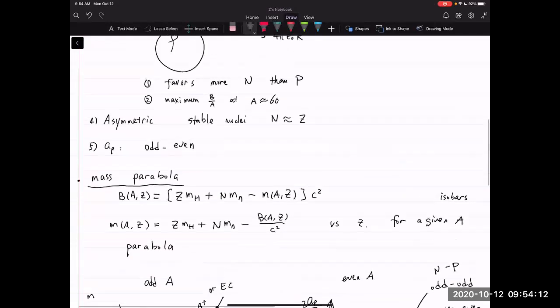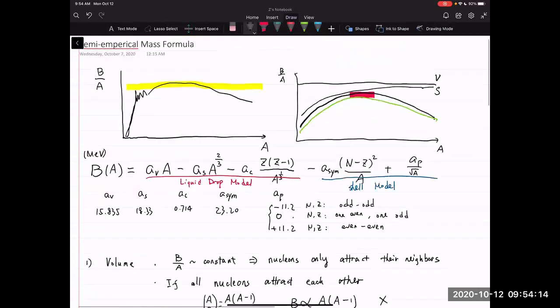Okay. So bottom line, a lot of the nuclear phenomena can already be understood with such a simple model. Going back here, it's this semi-empirical mass formula. The first part comes from the liquid drop model. The last two come from the correction from the nuclear shell model.